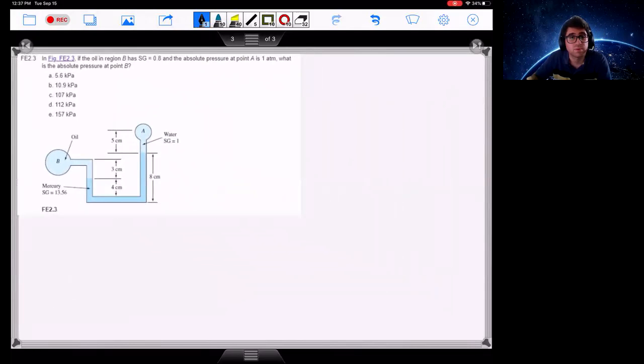Mm-hmm. Okay. This is a typical problem dealing with manometers. That's what you're gonna see in every exam that has a manometer problem. It's basically like this one. It can be more complicated, but this one is a pretty good example of how to solve these problems. Okay, good. You guys read the problem? Yeah. Okay, great.